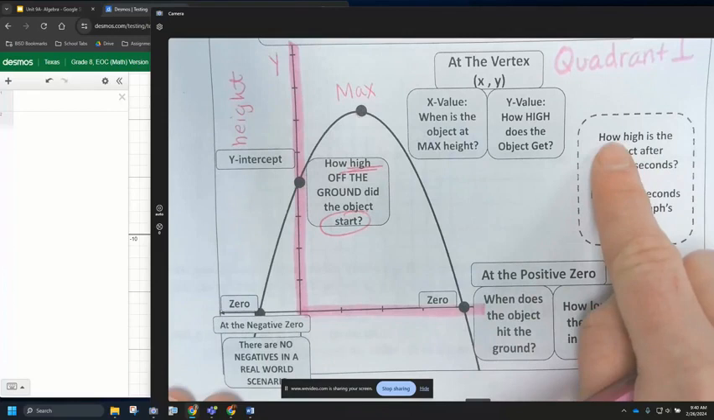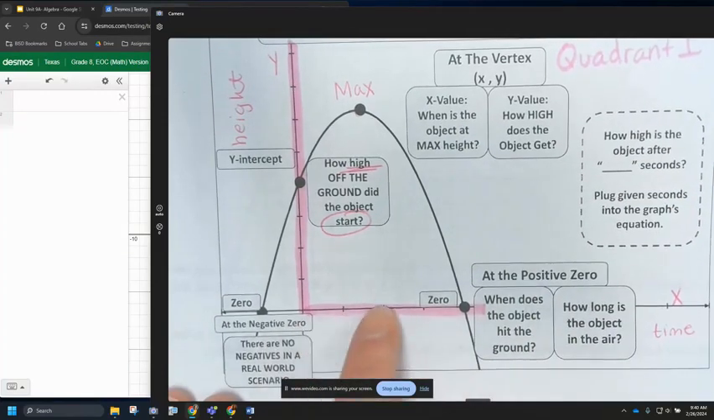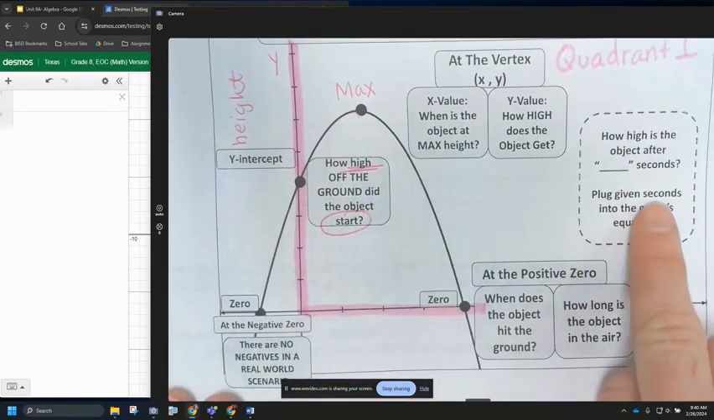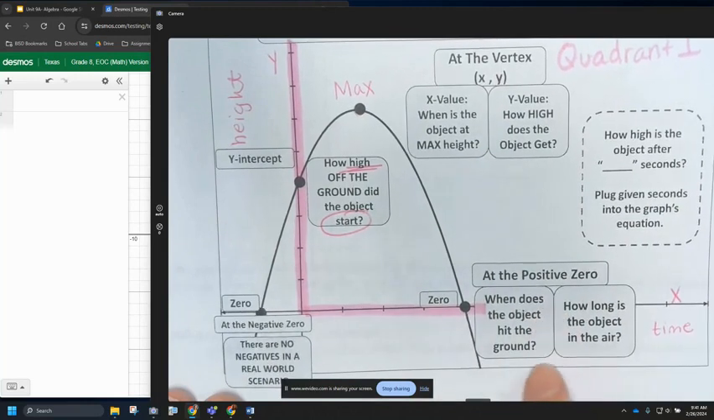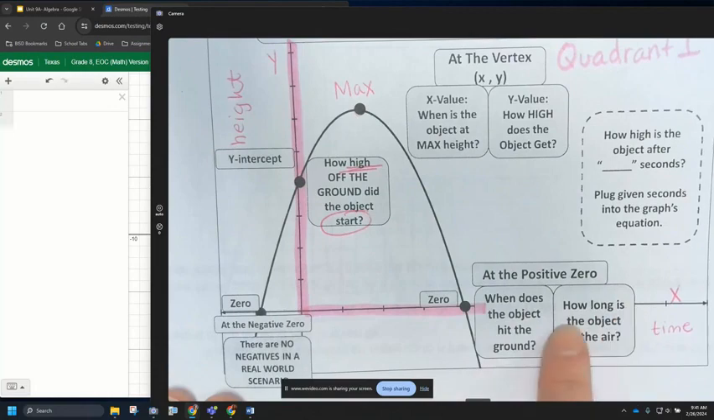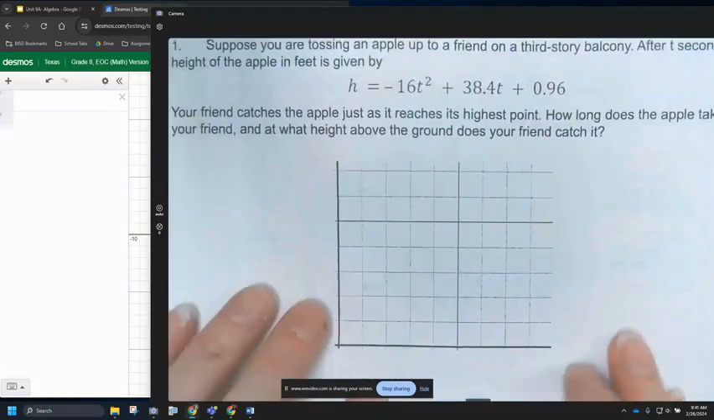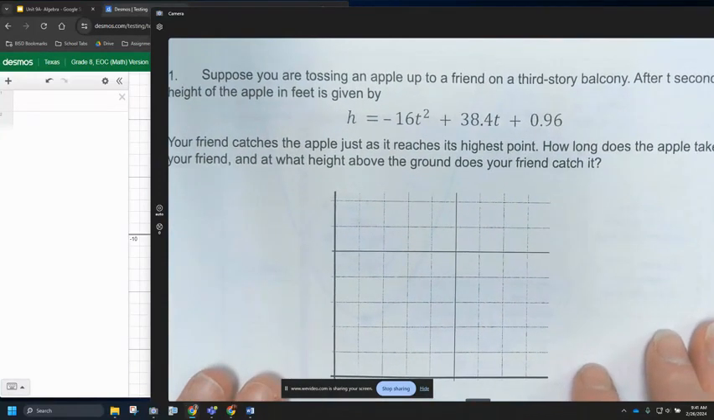So questions that you might see are how high is the object after t seconds? So you look here and then find out what the height is. Plug given seconds into the graph's equation. And then your +0, when does the object hit the ground? So this would be ground level, meaning time, how far. Another thing is how long is the object in the air? So that is another question you might be asked. So we're going to look at this first example. Suppose you're tossing an apple to a friend on a third-story balcony.